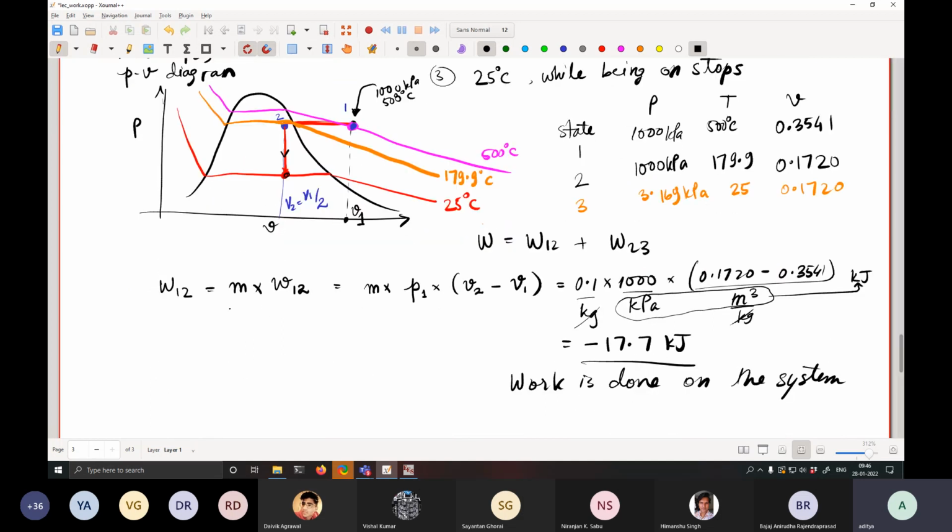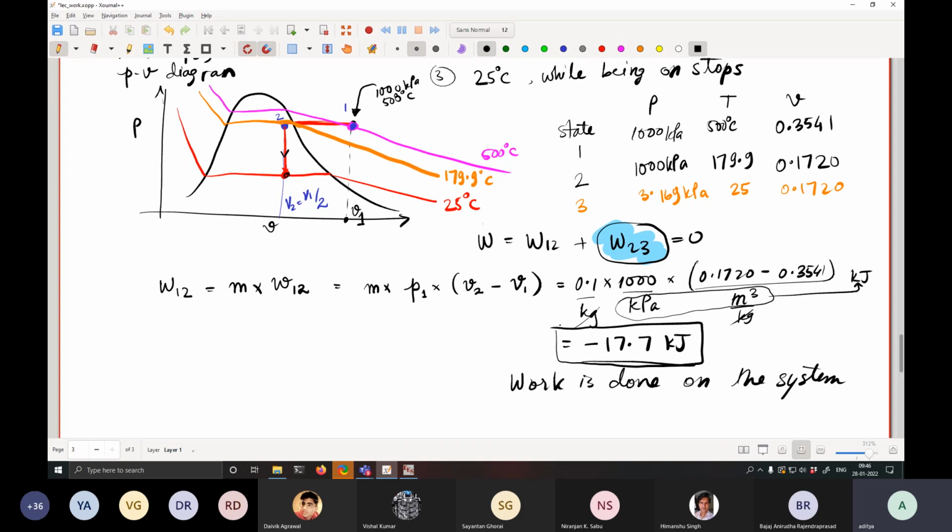All right. So what is the work during the process 2 to 3? It's going to be 0 because there is no change in volume. So this particular work done will be equal to 0. And so this is the final answer.